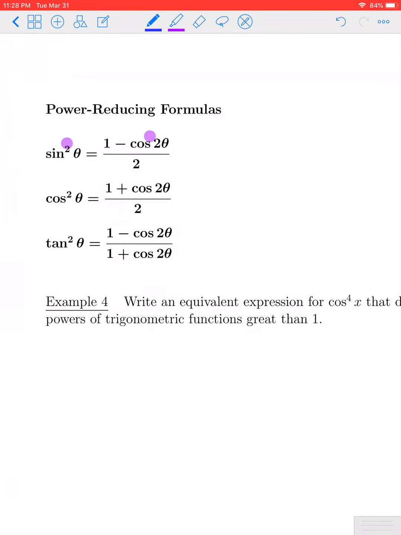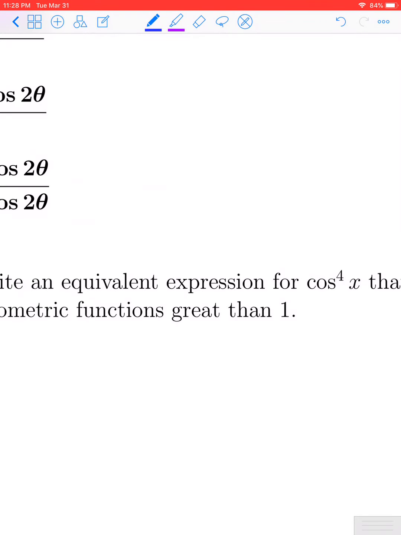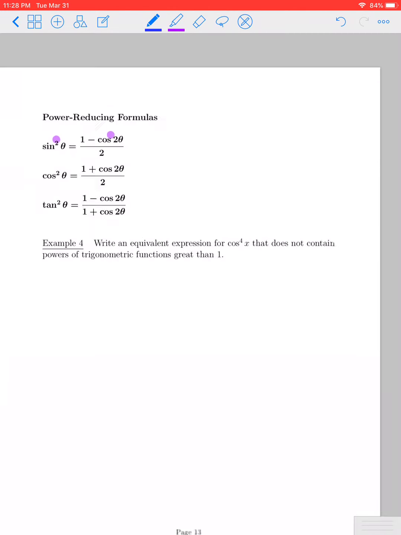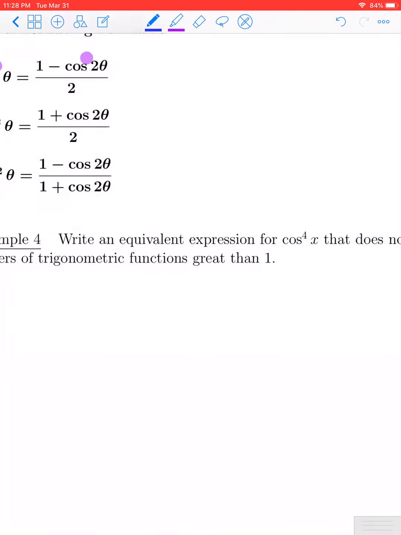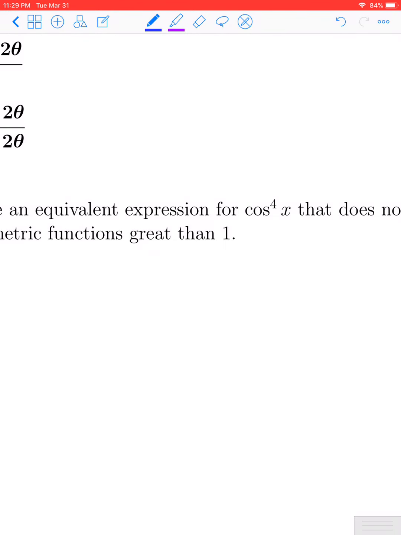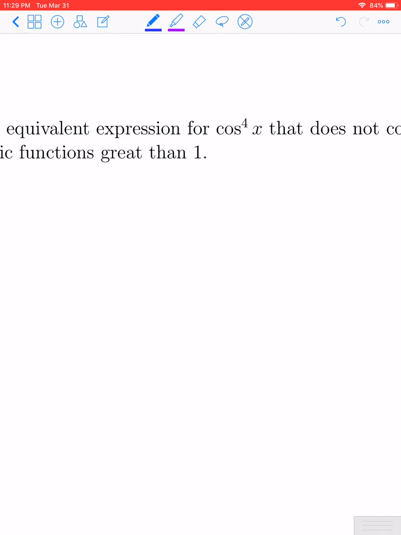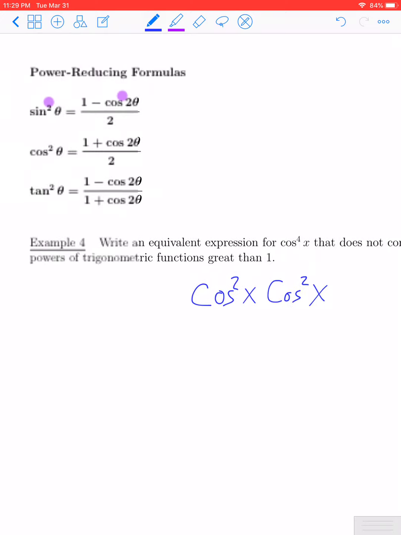In the next example, we're asked to write an equivalent expression for the cosine to the fourth of x that does not contain trigonometric functions of a power greater than 1. Well, one of the ways we can accomplish this is to write the cosine to the fourth of x as the cosine squared of x times the cosine squared of x. And the reason for this is that cosine squared of x is exactly the formula we have from above.